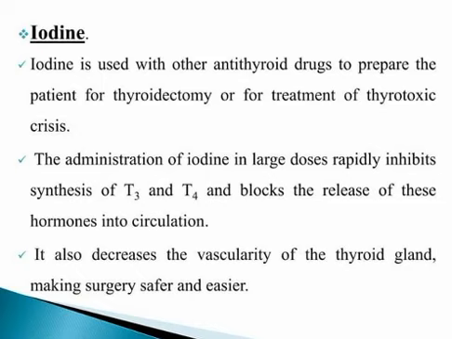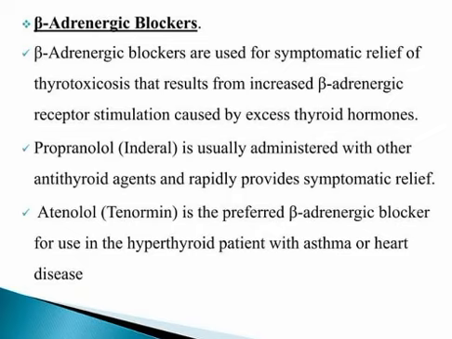Large doses rapidly inhibit the synthesis of T3 and T4 and block the release of the hormones into circulation. It also decreases the vascularity of the thyroid gland, making the surgery safer and easier. Usually radioactive iodine is used in the treatment of goiter and hyperthyroidism. Next will be the beta-adrenergic blockers.